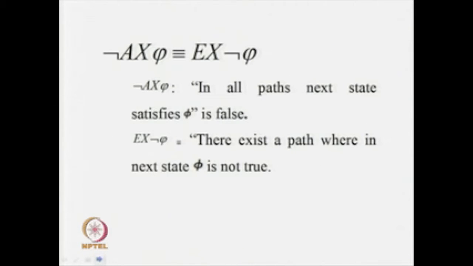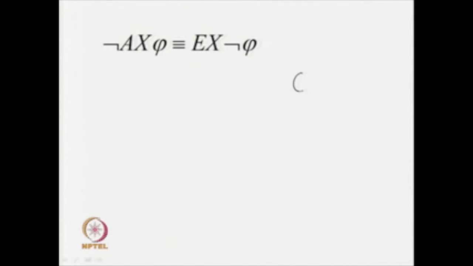Now, another one which is related to your next state operator. So, what is the next equivalent formula? We are getting that not of A X phi is equivalent to E X not of phi. So, the first formula says that in all paths the next state satisfying phi is false. That means, in all paths phi is not true in next state. So, the second formula says that there exists a path where in next state not of phi is true. That means, phi is not true, and we will find that these two are equivalent. Again, just look into a particular model.